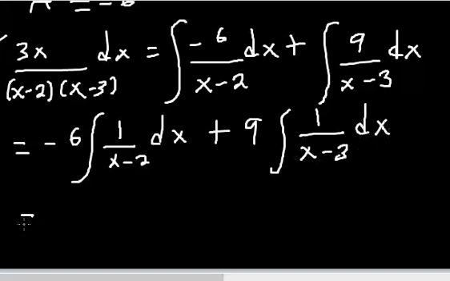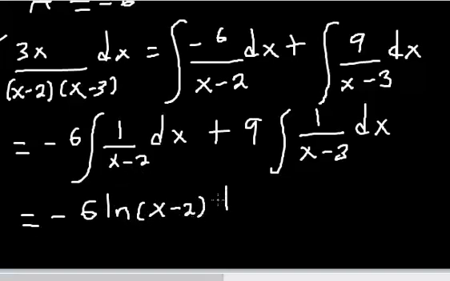Okay, so let's now do this. The integral value of 1 all over x minus 2 is ln. You already know that it's going to be ln of x minus 2. Then plus 9 times the integral value of 1 over x minus 3, that's going to give me ln of x minus 3. Then don't forget to add the constant of integration.